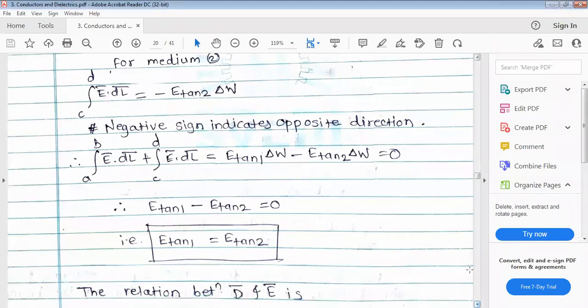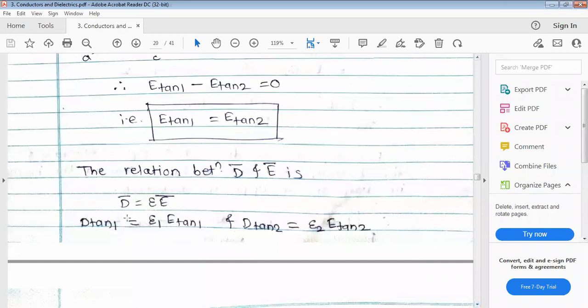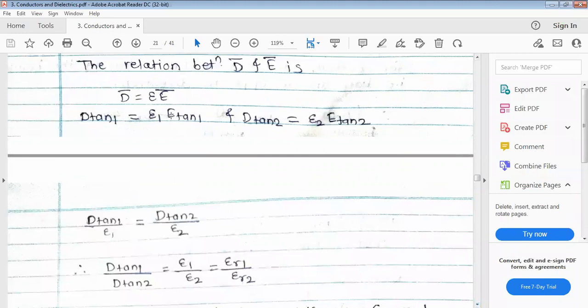So what is the relation between D bar and E bar? D bar is equal to... What is the relation between D bar and E bar? Yes, you have just done this in ISC and this question was asked in ISC also. Okay. So D bar is equal to epsilon E bar. So we have to find here the tangential component. So D tan 1 is equal to epsilon 1 E tan 1, and D tan 2 is equal to epsilon 2 E tan 2. Okay. So from this only we can find the relationship.